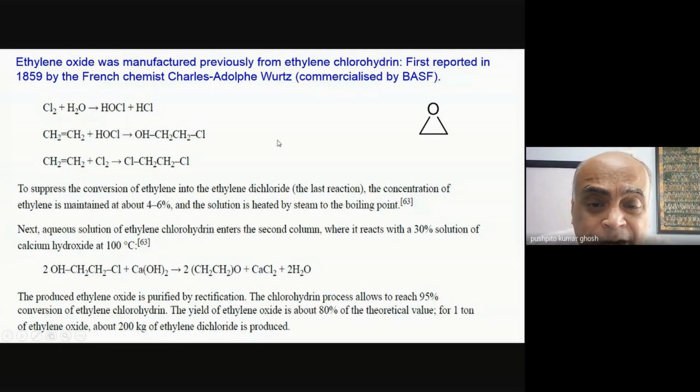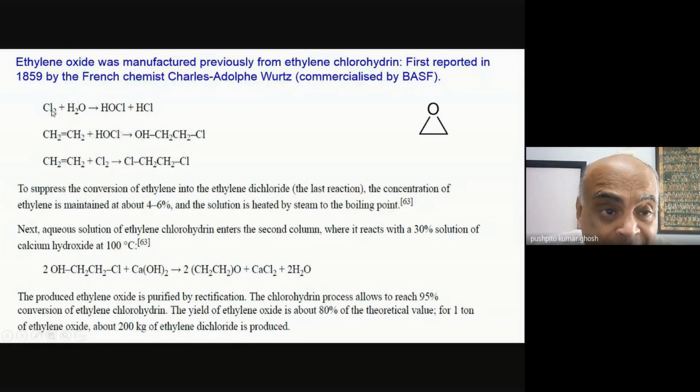Let's come to another very classic process and product, which is ethylene oxide. When ethylene oxide was made initially, again, who else but BASF, a process was invented by the French. And mark this year, because I'll show you why it is so important, 1859. What did they do? They did a very linear kind of thinking. They thought that you can take chlorine in water, it forms HOCl, that's known, and HOCl can add across a double bond. So I'll form this.